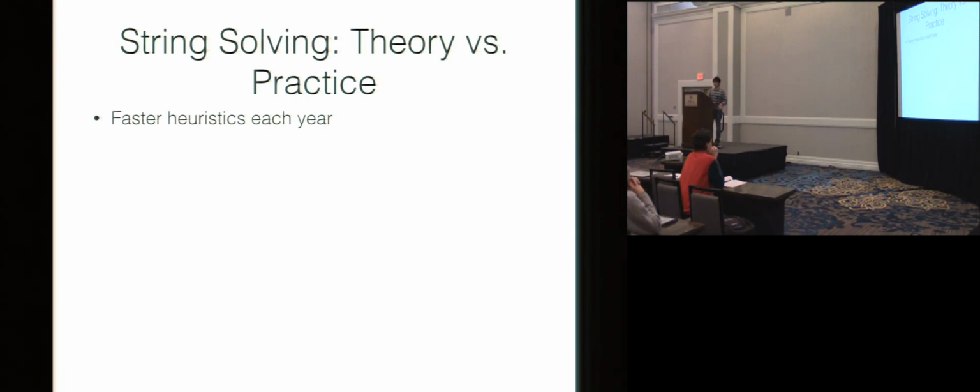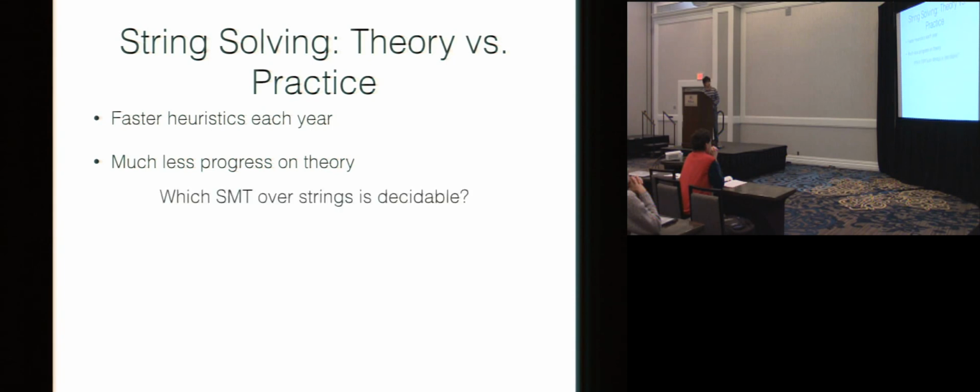So, string solving: theory and practice. String solvers get faster and faster every year. The heuristics get faster and faster every year, but there's much less progress on the theory side. What do I mean by that? I'm mainly referring to the foundational issue of decidability. So what is known to be decidable?